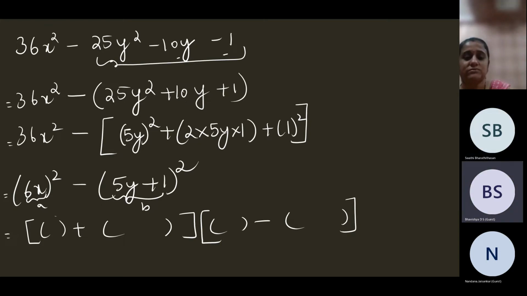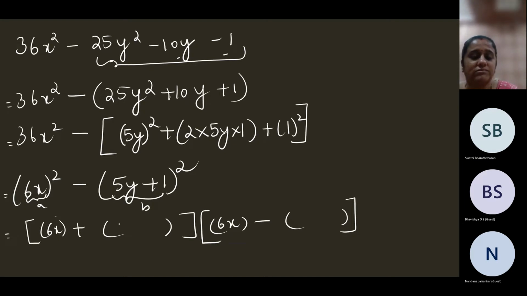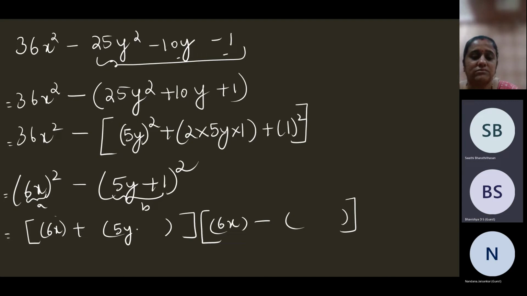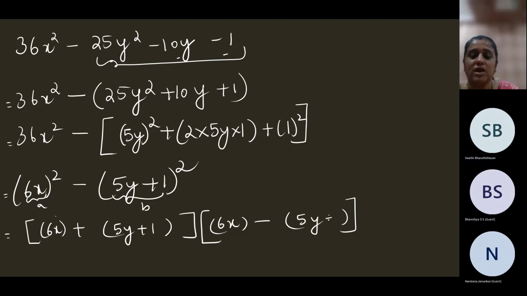A plus B, A minus B. So I'll write A here. What should I write? 6x, ma'am. So here also 6x. Then here? 5y plus 1, ma'am. 5y plus 1 more. Here? 5y plus 1, ma'am. Okay, now open the bracket and tell me what you get.